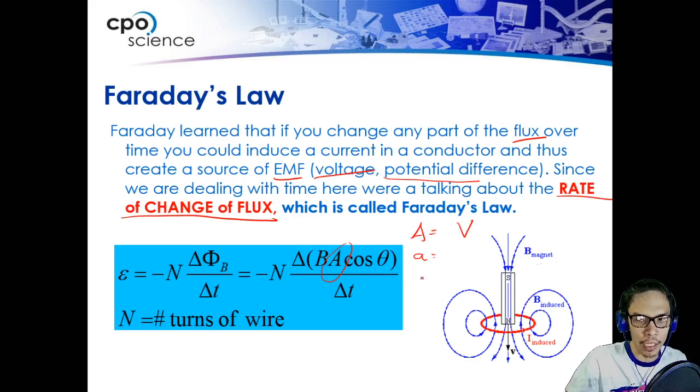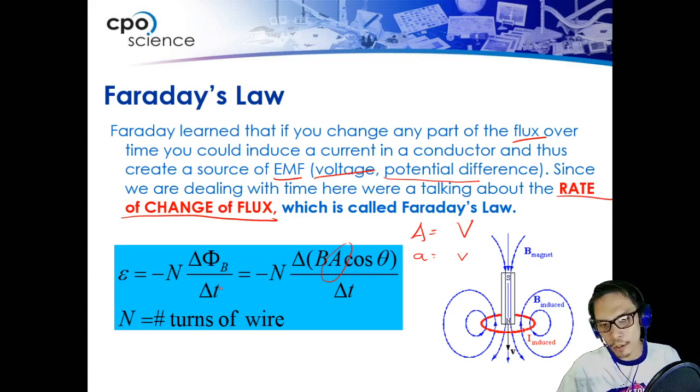What is this area all about? This is the area of the conducting wire. This is the area of the loop. So if the area is less, the voltage that will be produced is also less. So that's how the area works. It is a directly proportional relationship.